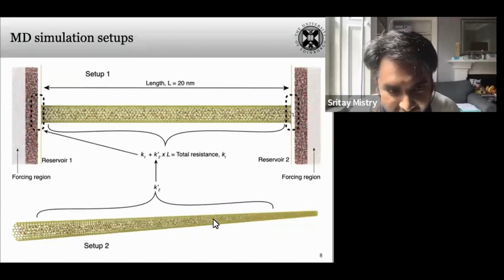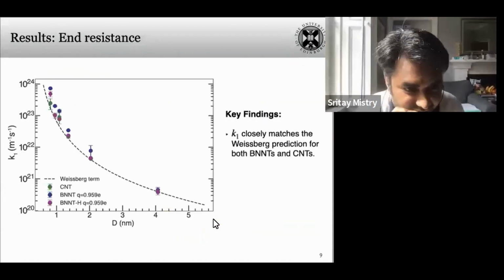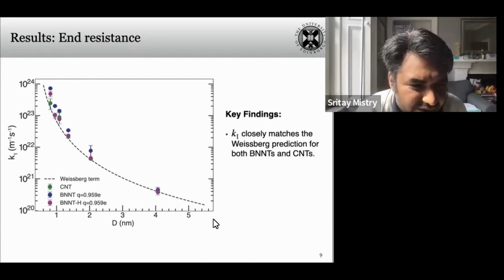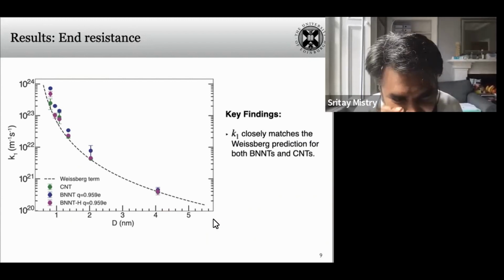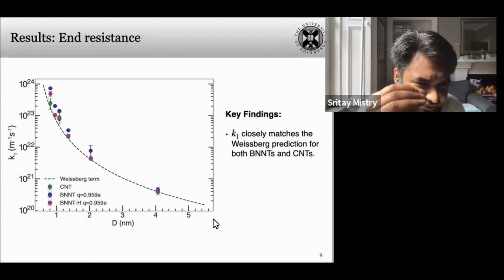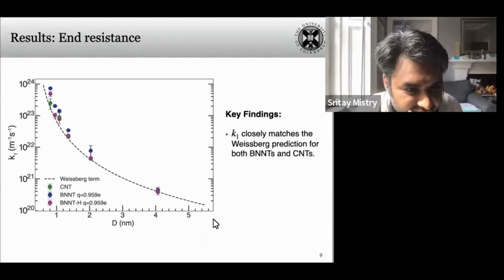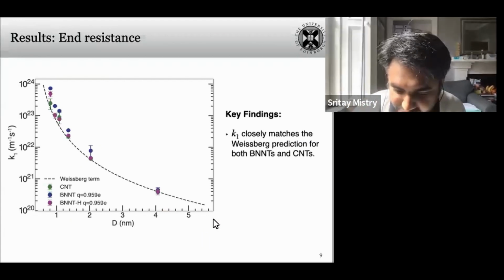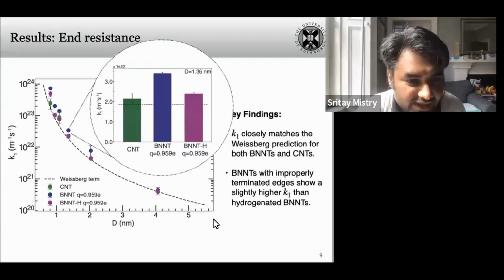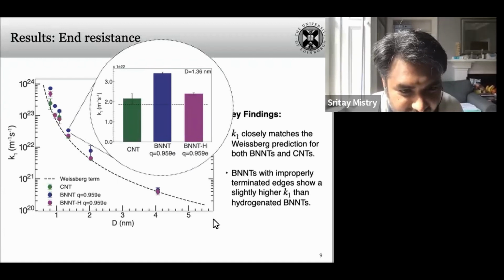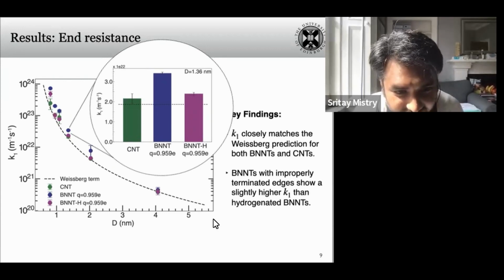So now we look at the end resistance for BNNTs and CNTs. And what we see is that all of them pretty much lie close to each other. The BNNTs have roughly similar behavior, and the black line shows the expected values from the Weissberg equation. So all of them lie close to that. They behave similarly. But if we zoom in a bit, what we'll see is that the plain BNNT has a slightly higher resistance than the CNT, whereas the BNNTH has a lower resistance.